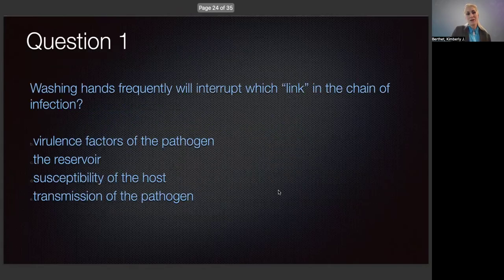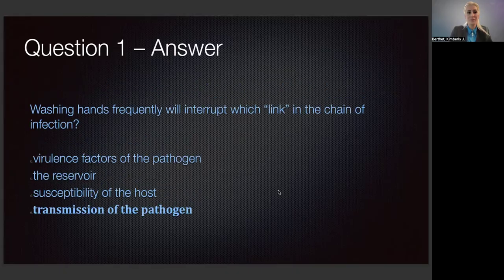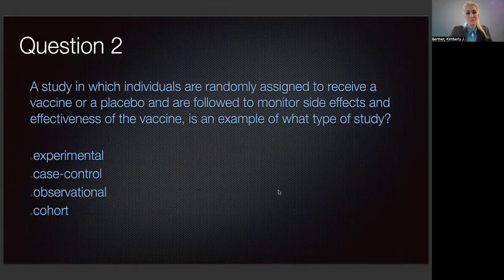Okay. Let's go ahead and move to the question section of this lecture. Question 1. Washing hands frequently will interrupt the link in the chain of infection. Okay, let's go ahead and you can pause it, read through the answers, and we'll move on. The answer to question number 1 is transmission of the pathogen. So, washing hands frequently will interrupt the link, which is that transmission of the pathogen, in the chain of infection.